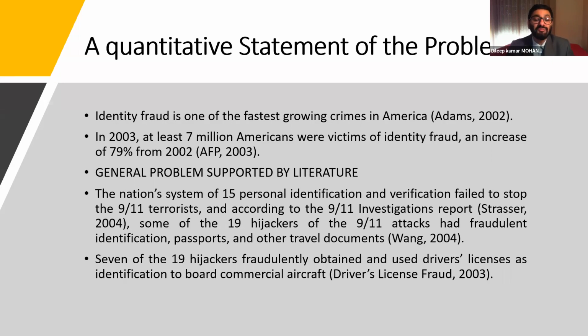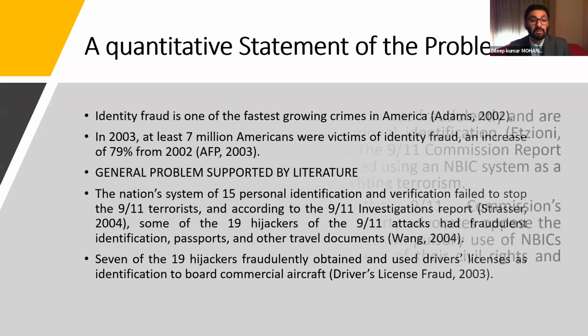The nation's system of personal verification failed to stop the 9/11 terrorists, and according to the 9/11 investigation reports, you have to quote the citation, some of the 19 hijackers of the 9/11 attacks had fraudulent identification passports. You have evidence now. You are not alone, supported by strong authors. Seven of the 19 hijackers fraudulently obtained licenses. You're making the claim with supporting evidence. It is given by driving license fraud reports. Then you're coming into the picture.